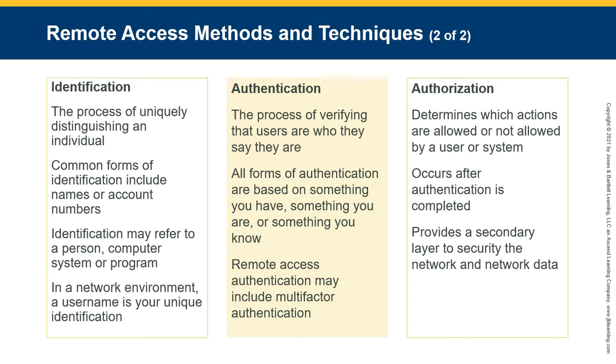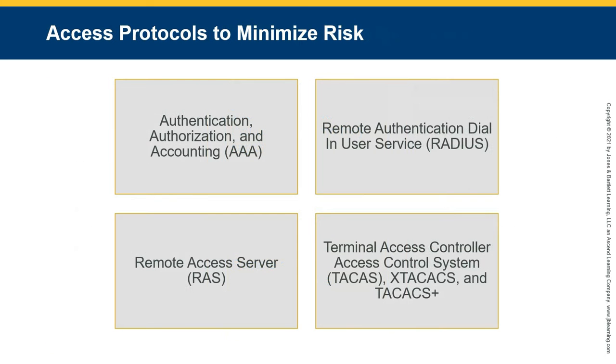Authentication: the process of verifying that users are who they say they are. All forms of authentication are based on something you have, something you are, or something you know. Remote access authentication may include multi-factor authentication. Authorization: determining what actions are allowed or not allowed for users or systems. It occurs after authentication is completed and provides a secondary layer of security for the network and network data.